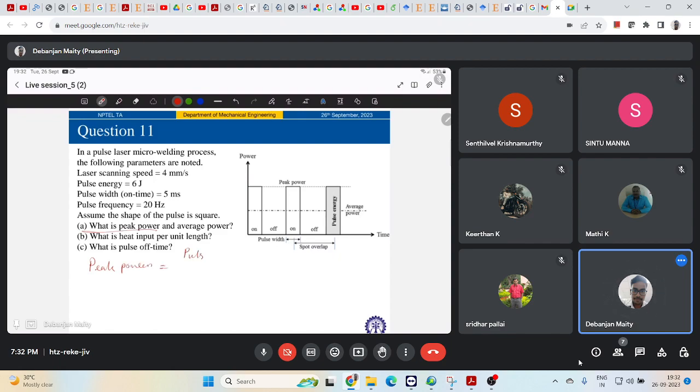Peak power is pulse energy divided by pulse on time, right? So how much is my pulse energy? 6 joule. How much is my pulse on time? 5 milliseconds. So the peak power is 1.2 into 10 to the power 3 watt. All agreed? If this is my peak power, average power is 0.6 into 10 to the power 3 watt.